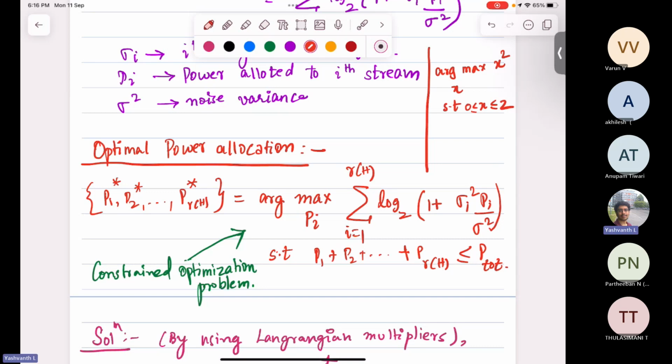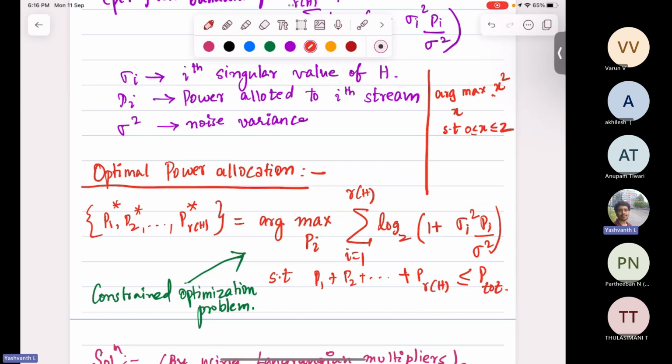So the answer for this argmax of x square with respect to x, such that x lies between 0 to 2, is what? Let's see. What is the maximum value that x square can take if x lies between 0 and 2? 4, right? 4. But argmax will give you the answer 2. That is the x at which x square is maximum. But if I just write max of x square such that x lies between 0 and 2, the answer is 4. Because that is the maximum value x square can take.